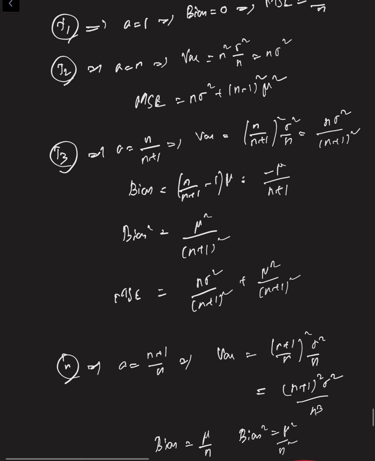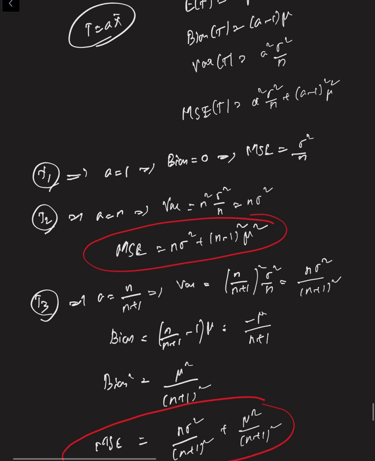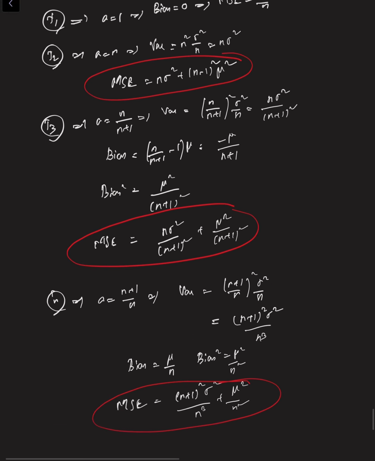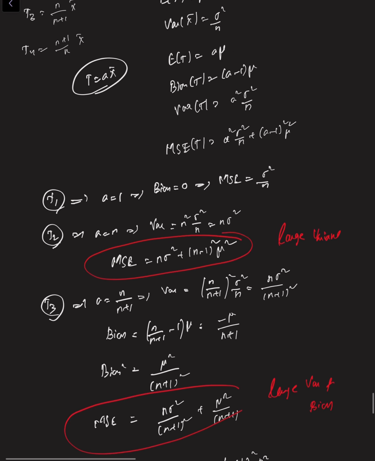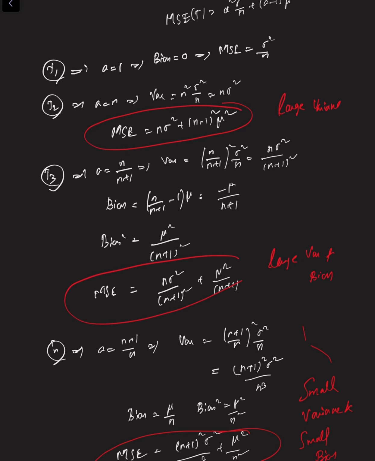So if we consider the MSEs, we have to decide which one of these three is less. So if we take n x bar, this is having very large variance. So this is having large variance and bias as well. Whereas option D is having small variance and small bias. So n by n plus 1 is having small variance and small bias.